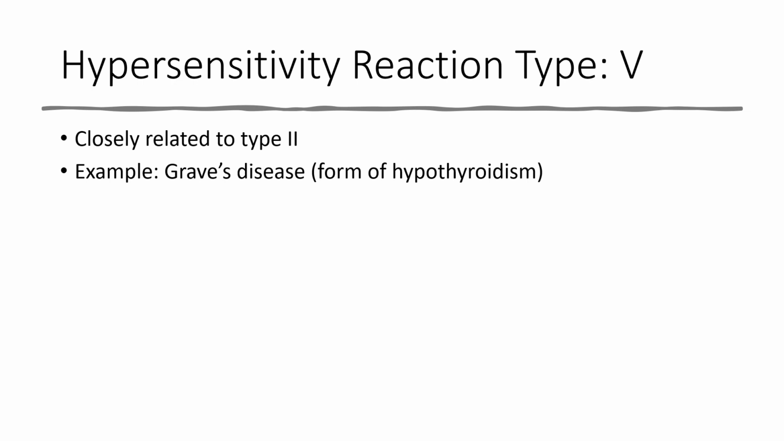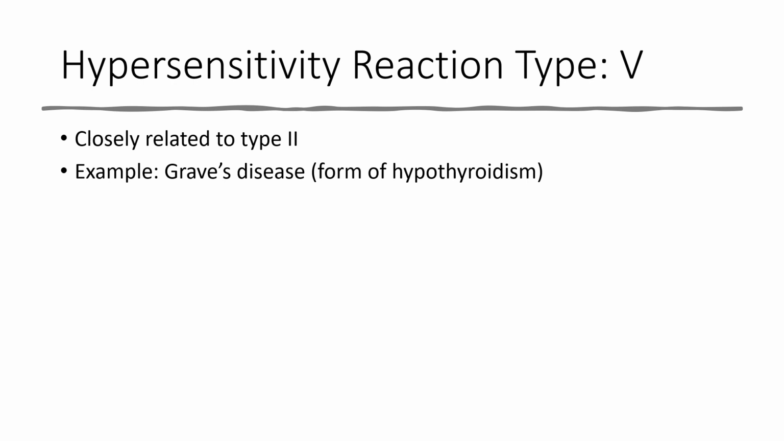The reaction is called a stimulatory reaction, and there's an excessive stimulation of a normal cell surface receptor by an autoantibody. The stimulation results in the continuous turned-on state for a cell. An example of this is Graves' disease. So it's a form of hyperthyroidism.